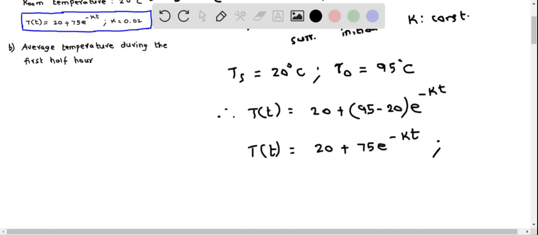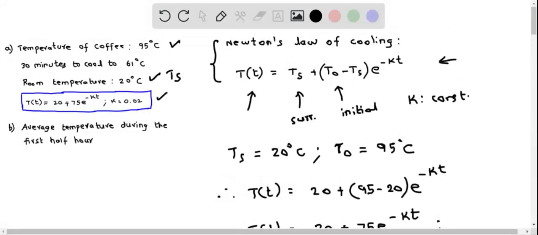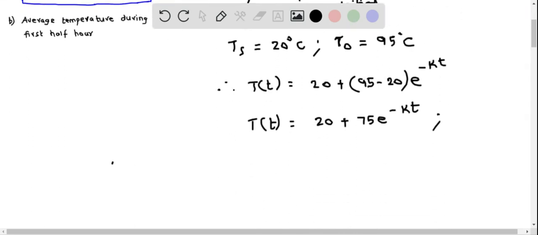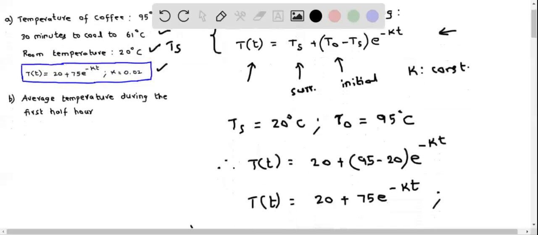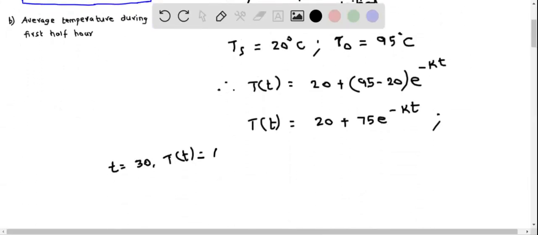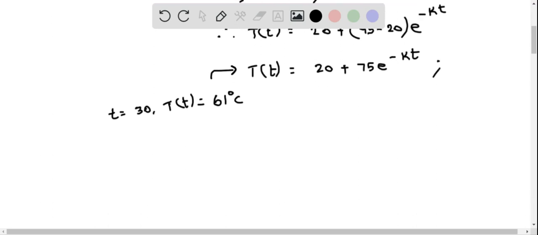However, we still have to find the value of k. For that, we will use the given information: after 30 minutes, it cools to 61 degrees centigrade. So that means when t equals 30, T(t) equals 61 degrees centigrade. We will utilize this given information to determine the value of k.